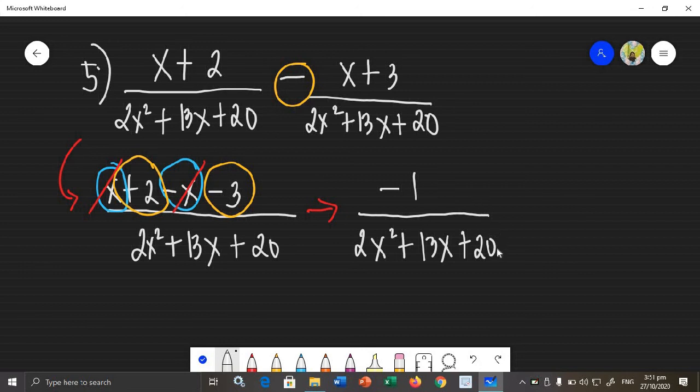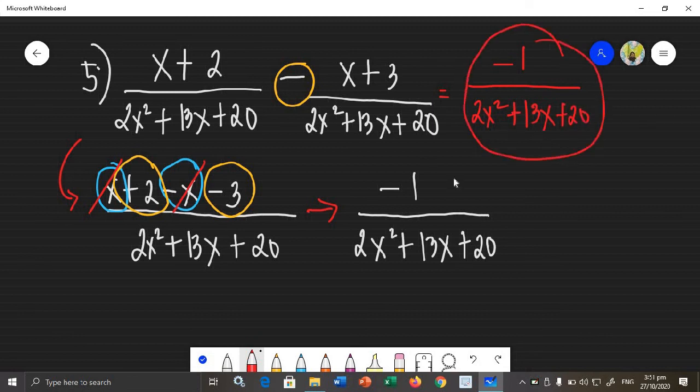So now, observing this, pwede mo pa i-factor sa denominator. Pero, it will become nonsense. Kasi, your numerator is 1. Wala ka naman pwede i-cancel kundi 1 na lang. So therefore, stick to this answer and write that the difference of example number 5 is negative 1 over 2x squared plus 13x plus 20. That will be the difference. So that is how you add and subtract rational algebraic expressions with the same denominators.